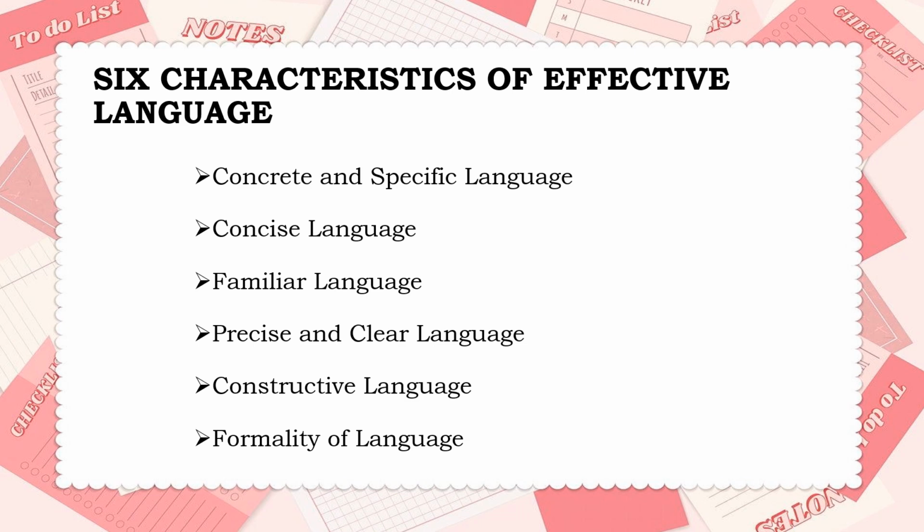Next, and last, is the formality of language. The formality of language one uses should match the formality of the situation and the relationship between the writer and the reader. So it is like being formal to your reader as you want to show authority, or you want to be equal to them. That is formality of language.